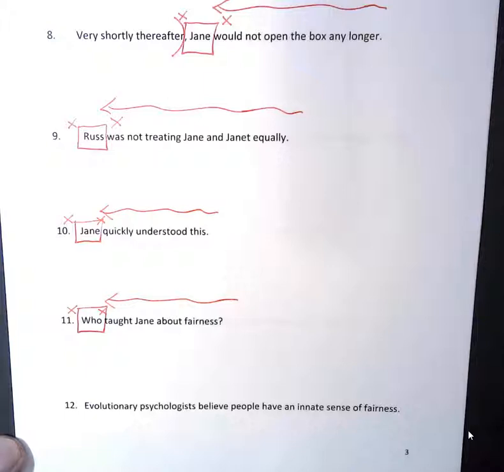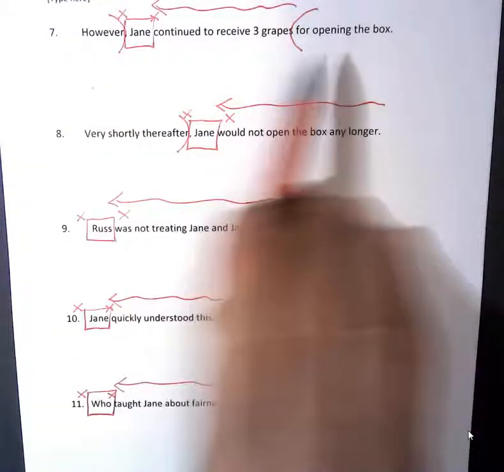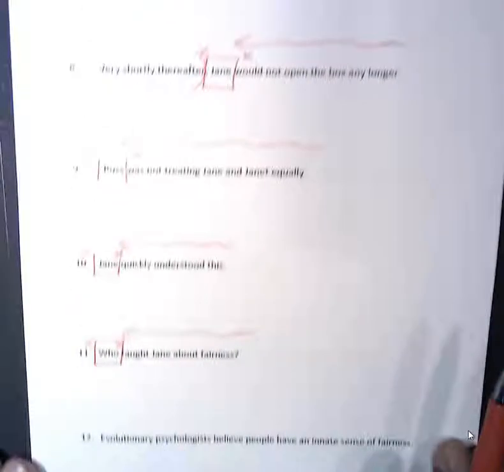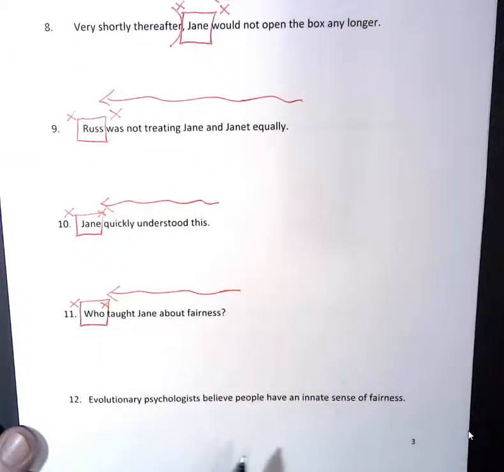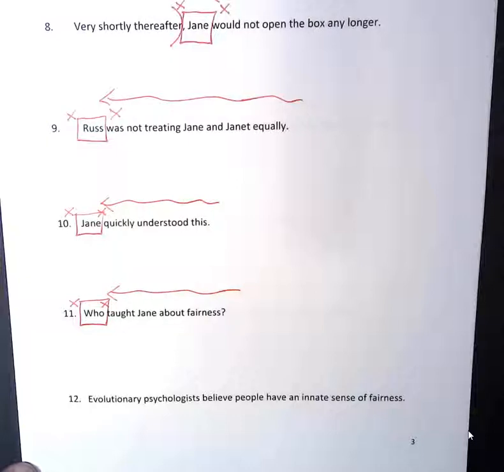Evolutionary psychologists believe people have an innate sense of fairness. No shifters, and you can see the length of a sentence really doesn't make any difference at all. On our first sentence, it's a little bit shorter. There were two shifters. But here on our last sentence on this page, it's a longer sentence with no shifters. It's not about length or the number of words. It's the structure that we're looking at.